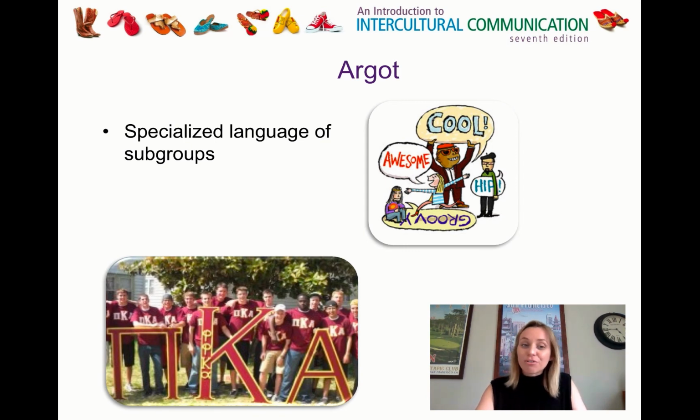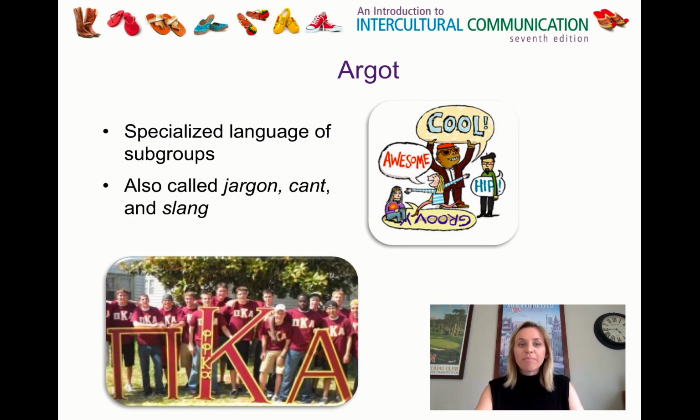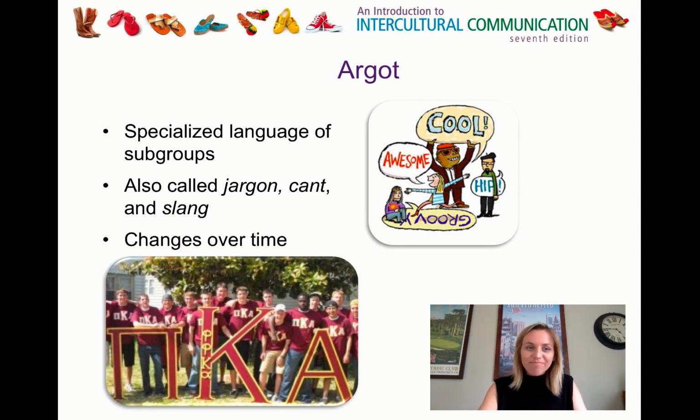When I was in college, I was in a sorority, and so I think about fraternities and sororities and all of the specialized language that they have. This argot can also be called jargon, which is usually specific to your job, cant, or slang. So these are words and phrases that you would only know if you're a part of that group. For example, when I was trying to join the sorority, they called it rush, so you're rushing a sorority. And when I did join, I was assigned a big sis, which is somebody who's been in the sorority for a year and helps you navigate your way through it. I think about how this evolves and changes.